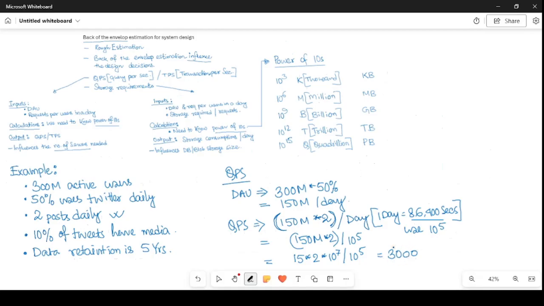One single server will not be able to handle 3000 queries per second. We will see in our subsequent sessions how to convert this QPS into the number of servers we need. But for now, I hope you have realized how we are converting this requirement into queries per second. Similarly, let's understand how we can estimate the storage requirement.